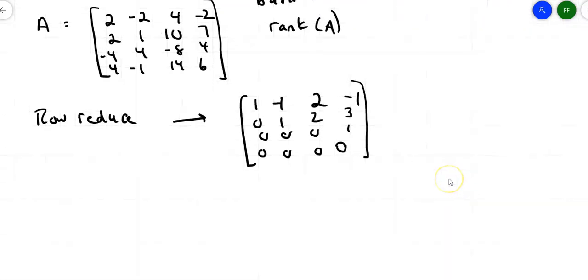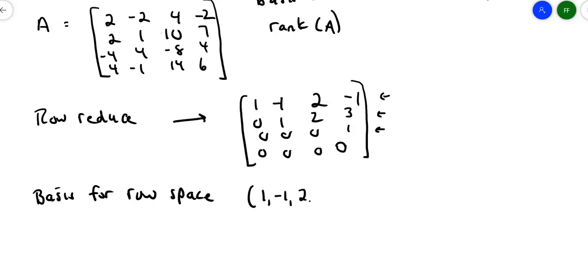So in this matrix A, the basis for the row space, there's 3 non-zero rows. 1, 2, and yes, even this third guy counts as a non-zero row because it's one element that's not 0. So I got 1, -1, 2, -1. That's my first vector. My second vector is 0, 1, 2, 3. And my third vector is 0, 0, 0, 1. Okay, so there's 3 vectors in the row space.